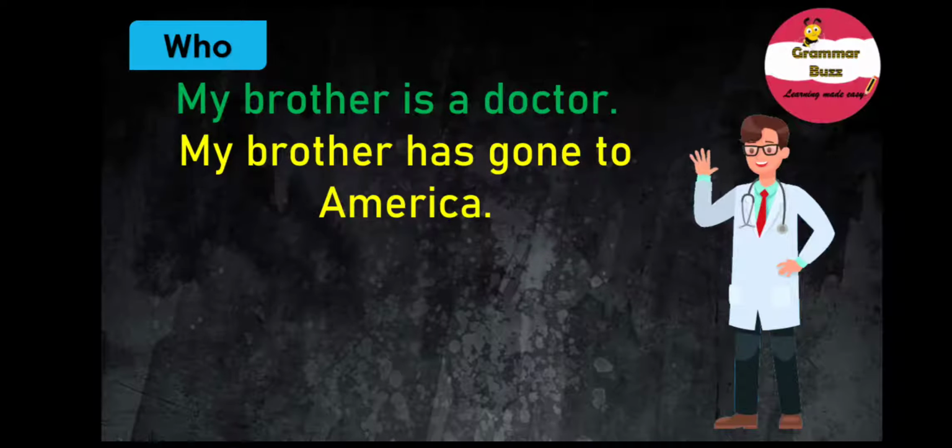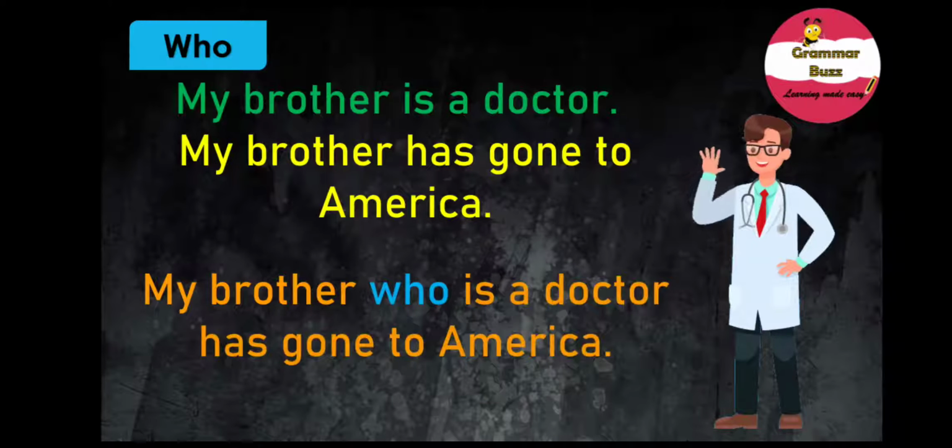We could say, my brother who is a doctor has gone to America. Note the word who in this sentence. It is a pronoun and it is used instead of the noun brother. It replaces the second noun brother and is also joining the two sentences together. So now, instead of two sentences, we only have one sentence: my brother who is a doctor has gone to America.